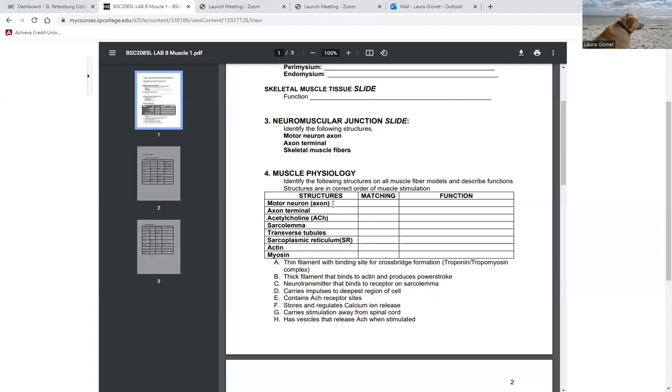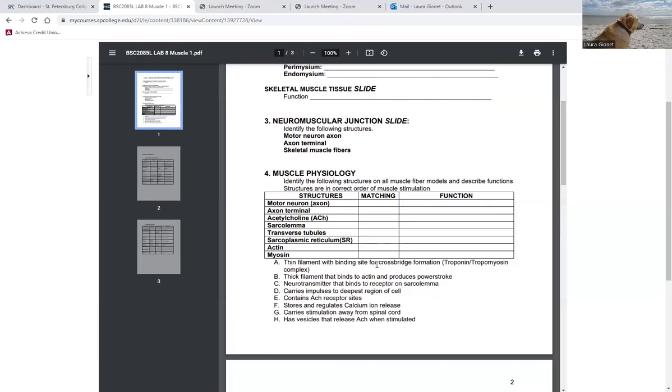So we start with the motor neuron axon, and axon terminal would be the next structure in order. Acetylcholine to the sarcolemma, transverse tubule, sarcoplasmic reticulum, actin, and myosin. We're going to put the function in there and match these functions to it. All right, so A, the thin filament with a binding site for cross-bridge formation. And I put in parentheses, this is where troponin and tropomyosin complexes are found. That would be on the actin molecule. So A goes with actin. That's kind of handy there.